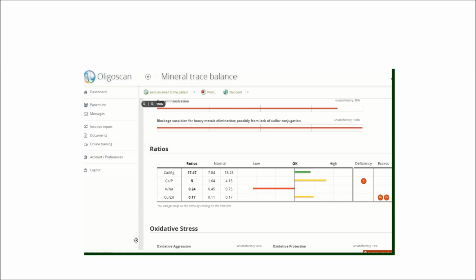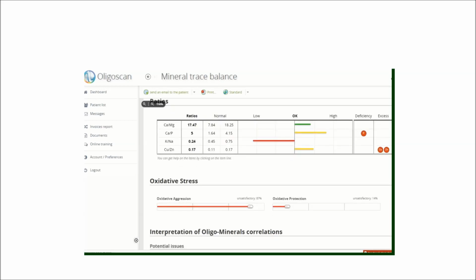And the last thing we look at is the oxidative stress, where we can see the quantity of free radicals in the body measured by the oxidative aggression. This person has a very high load of free radicals and unfortunately a very low level of antioxidants to mop this up.